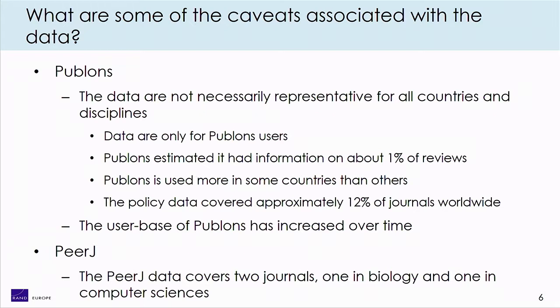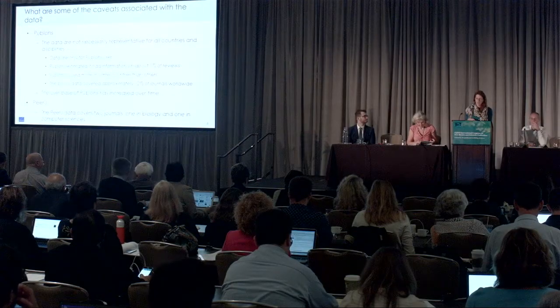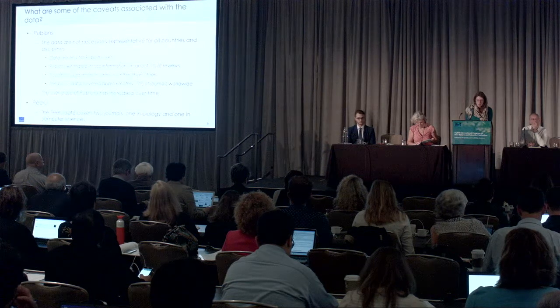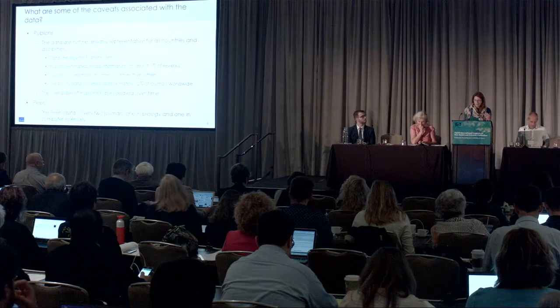Publons as a platform is obviously used more in some countries than others, so you have to be careful when you look at the country data, how you interpret it. And the journal policy data that we got at the time covered approximately 12% of journals worldwide, and of course these may not be representative. The use of Publons is also growing over time, both in terms of the users and the relationships Publons has with publishers. So this means that the data is not necessarily always representative and that this might change over time.